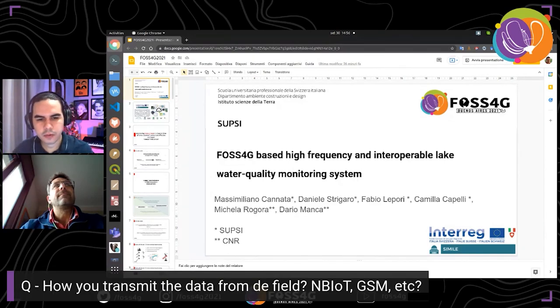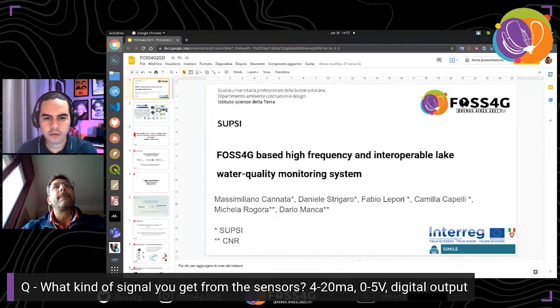Okay, the next question is how you transmit the data from the field? NB-IoT, the answer is. We tested with LoRa, we started with the LoRa protocol, but then soon we realized that the bandwidth is too low to transmit such an amount of data. So we migrated to NB-IoT now. Okay, the last question is what kind of signal you get from the sensors? Mostly 0-5 volt digital output, yeah.